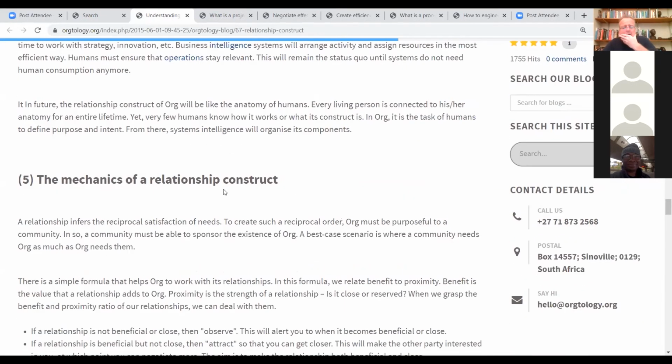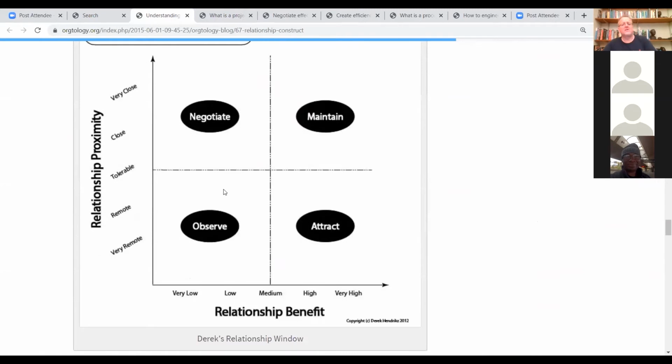And then lastly, I'd like to draw your attention to this diagram here, which is something I've developed to understand relationships. It's very simple. It relates proximity to benefit. So you can see 4 boxes there. There's a negotiation box, an observation box, an attraction box, and a maintenance box.